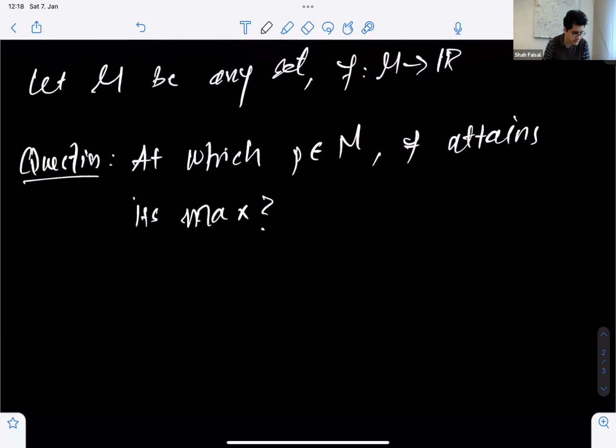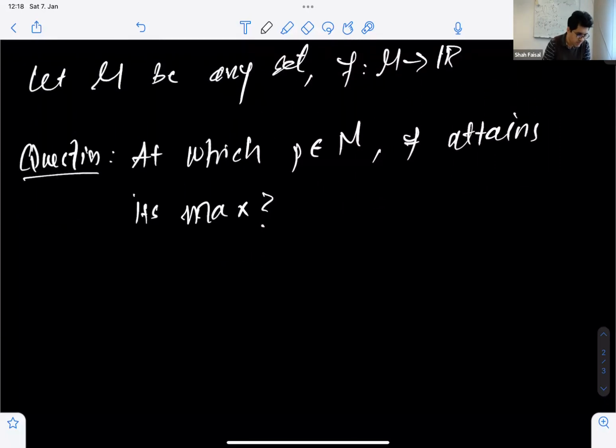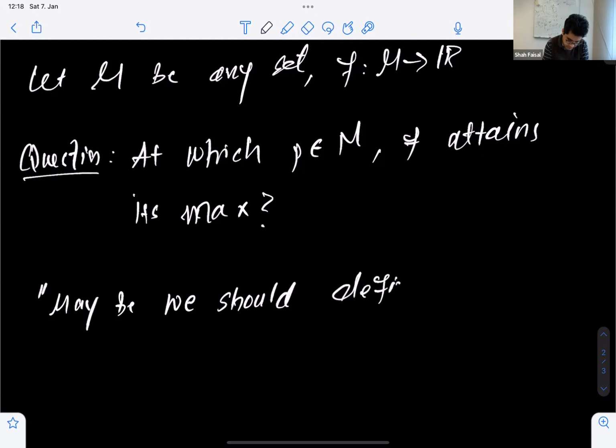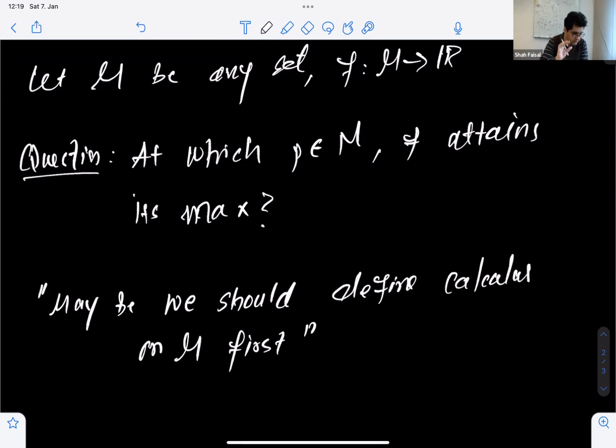So to answer this, one naturally thinks of the following: maybe we should define calculus on M first. So in order to answer that question, maybe you define the notion of derivatives and all these things, and then you handle this issue.